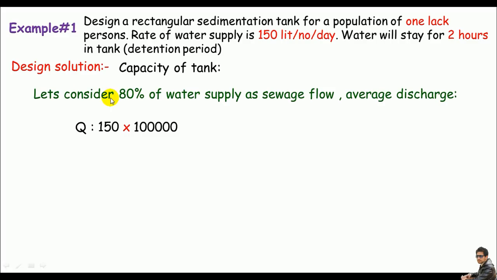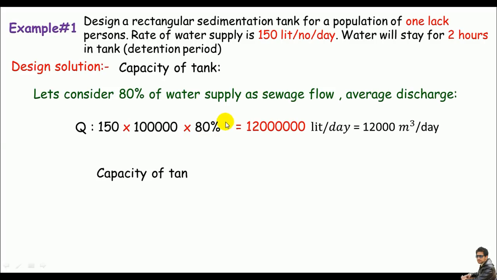But if you see over here, we have considered 80% of water supply as sewage discharge or sewage flow. So I'll put 80% over here. Do some maths with this, of course you will get 1 crore and 20 lakh liter per day. Or you can say just 12,000 cubic meter per day. When we have the discharge, of course we can calculate the capacity of the tank so easily.